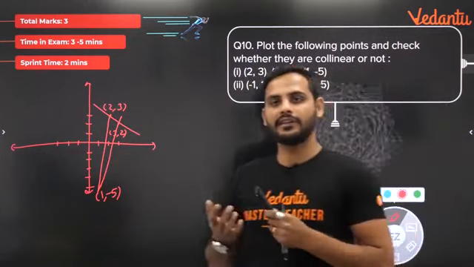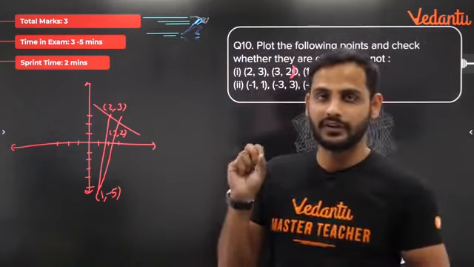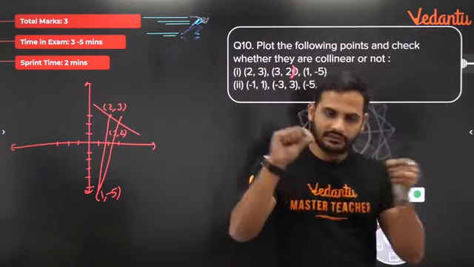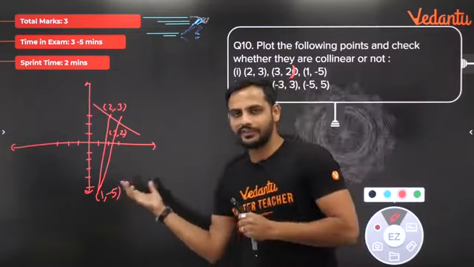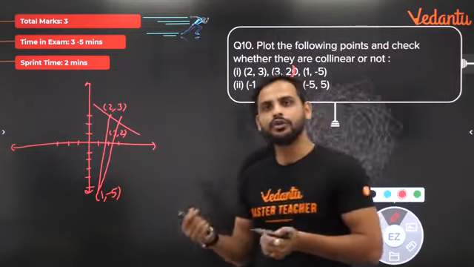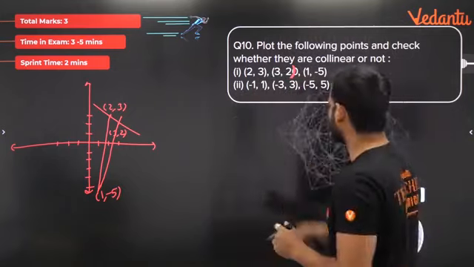So when 3 points are there in the space, there are only two possibilities. One is all 3 will form a straight line. If not, they will form a triangle. Okay, so you can see since it is forming a triangle, they are non-collinear points. Let's talk about the second part.